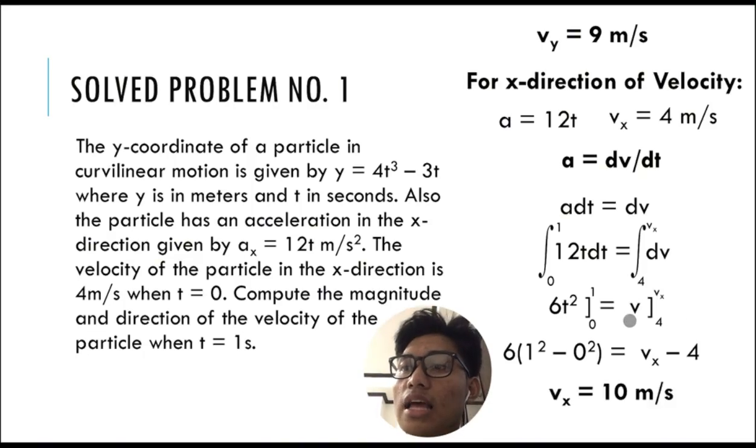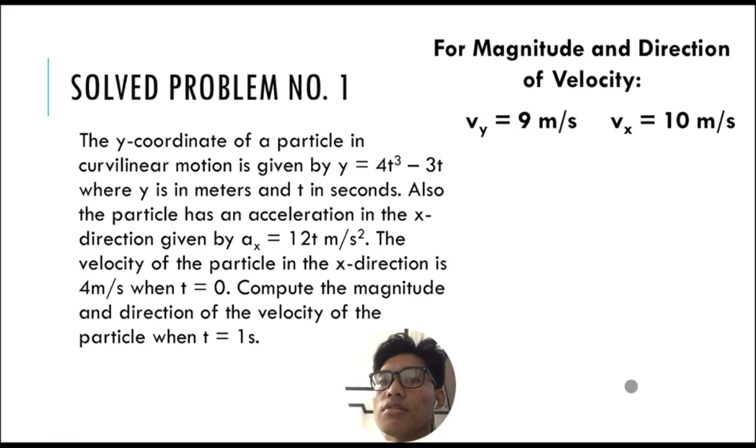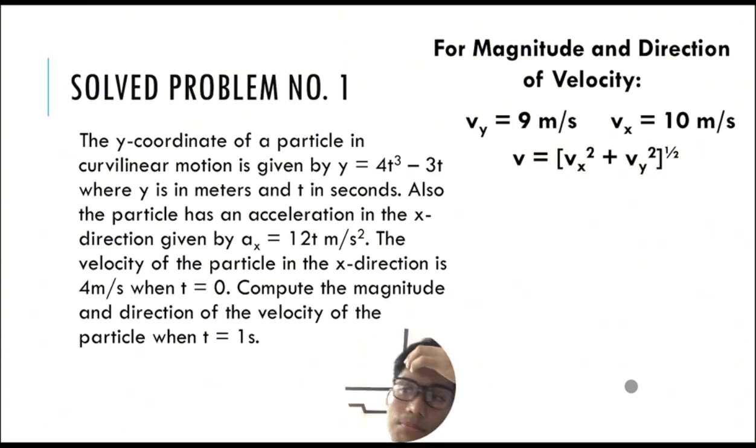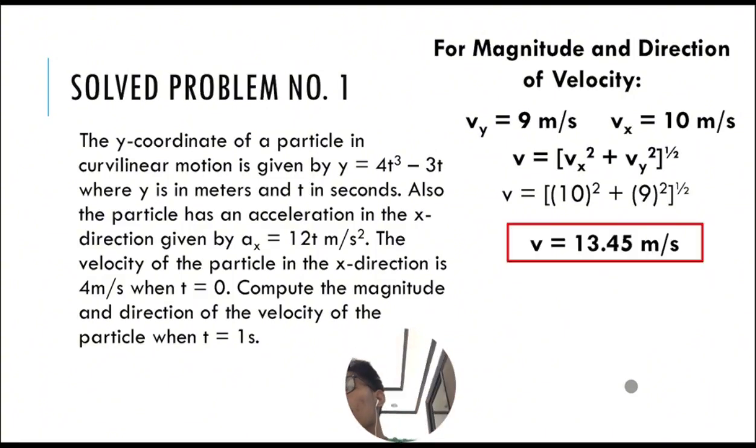Kasi itong Vx saka 4, substitute na lang doon sa V. Okay. Kasi diba ito, magiging 1 lang to. 1 minus 0, 1 times 6, 6 equals Vx minus 4. Ililipat yung 4 sa kabila, magiging positive. 6 plus 4, we have 10 meter per second. So, meron na tayong x and y. Ano yung gagawin natin dito? Find the magnitude. And we will do the same as shown in the formula. And we will get 13.45 meter per second.